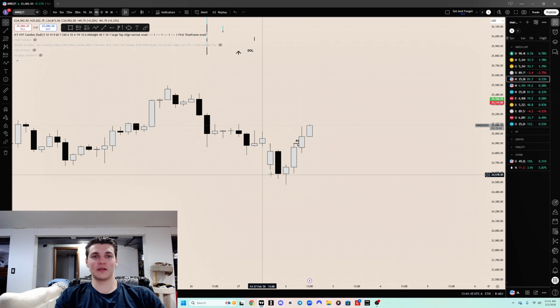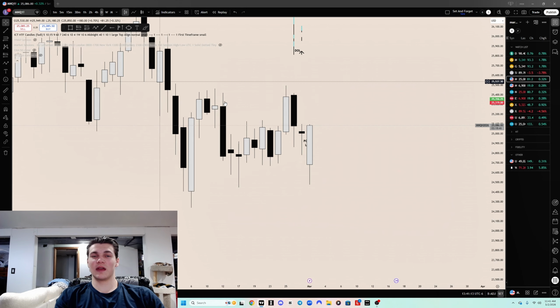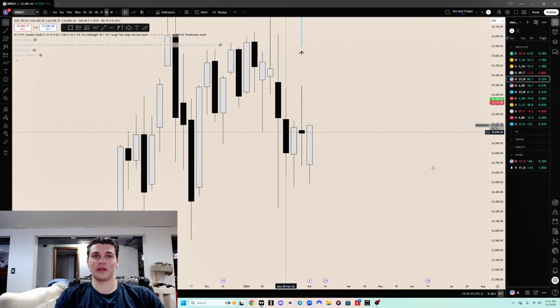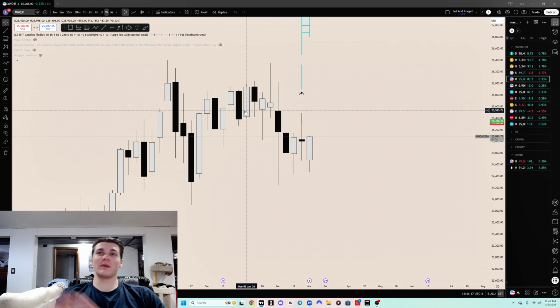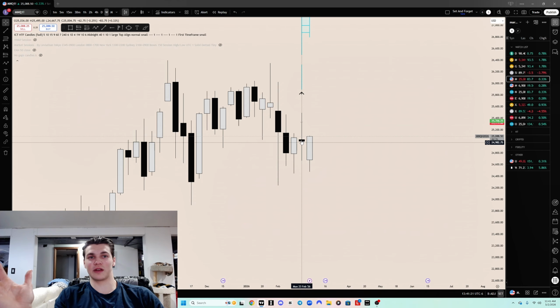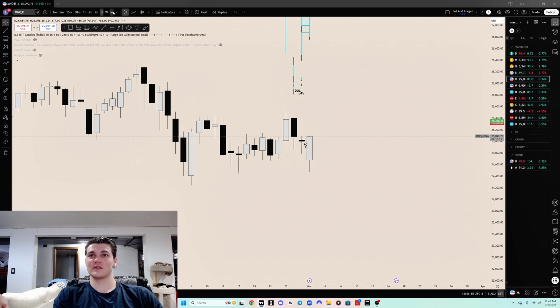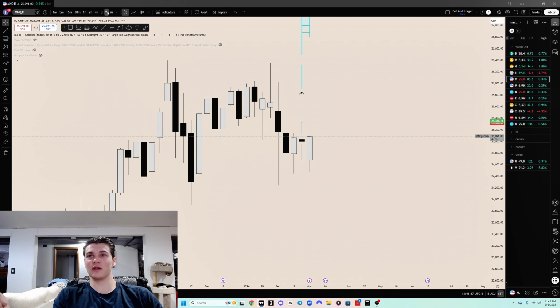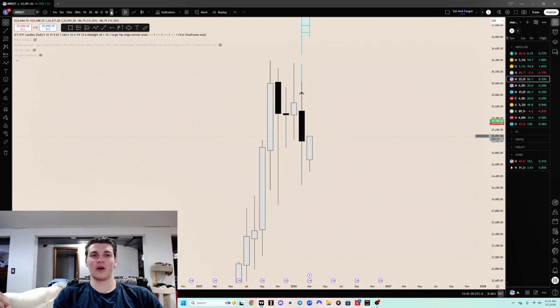But 4 hour candles closing higher. Daily, nothing. Weekly, nothing. And what I mean by nothing is there's just no candles closing beyond other candles' ranges. So there's no POIs being created. So there's nothing really going on the daily or weekly. Nothing really going on the monthly. We're still inside of this range.